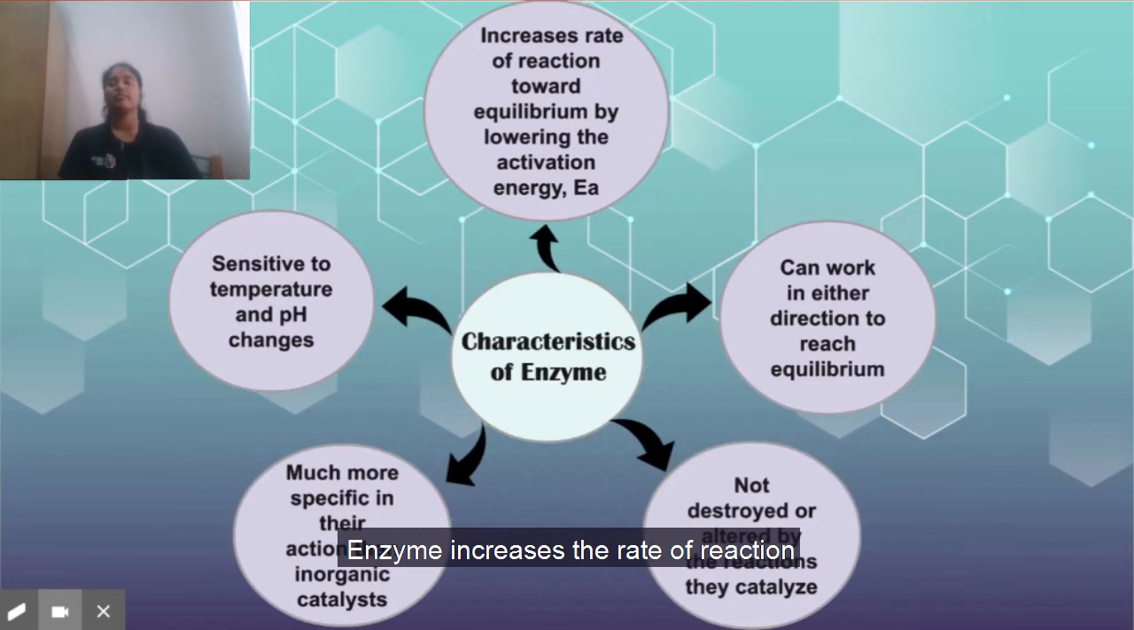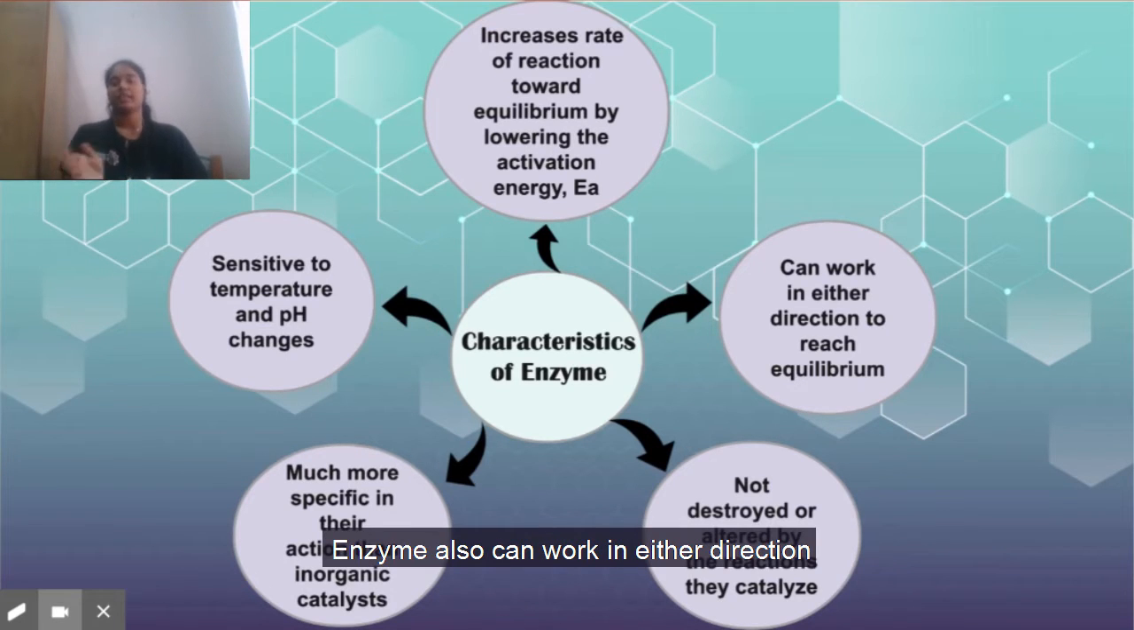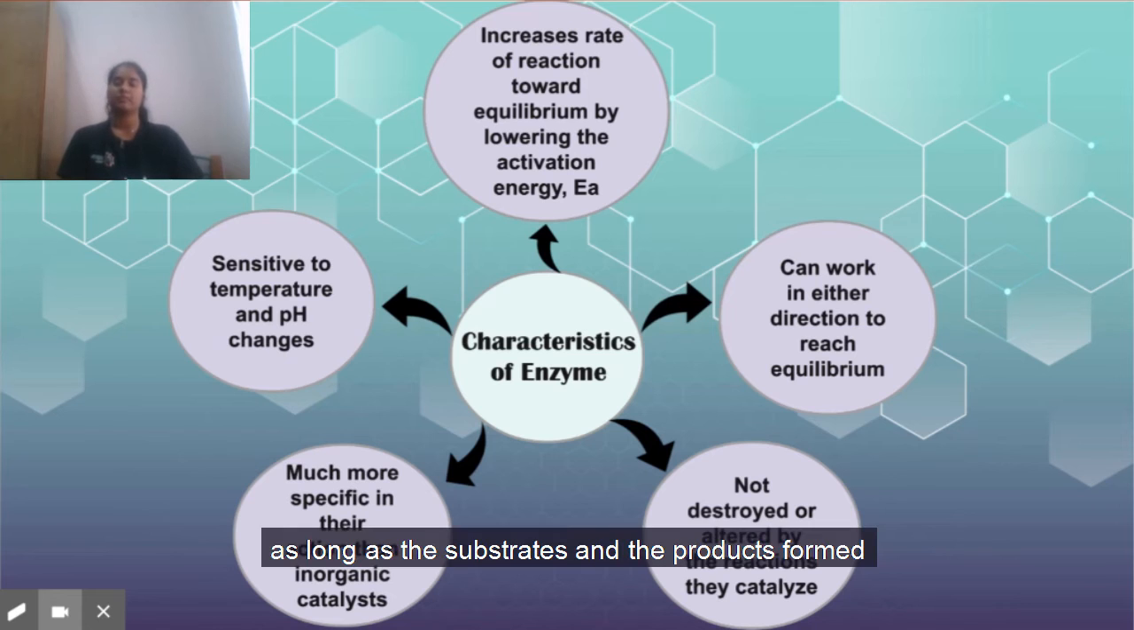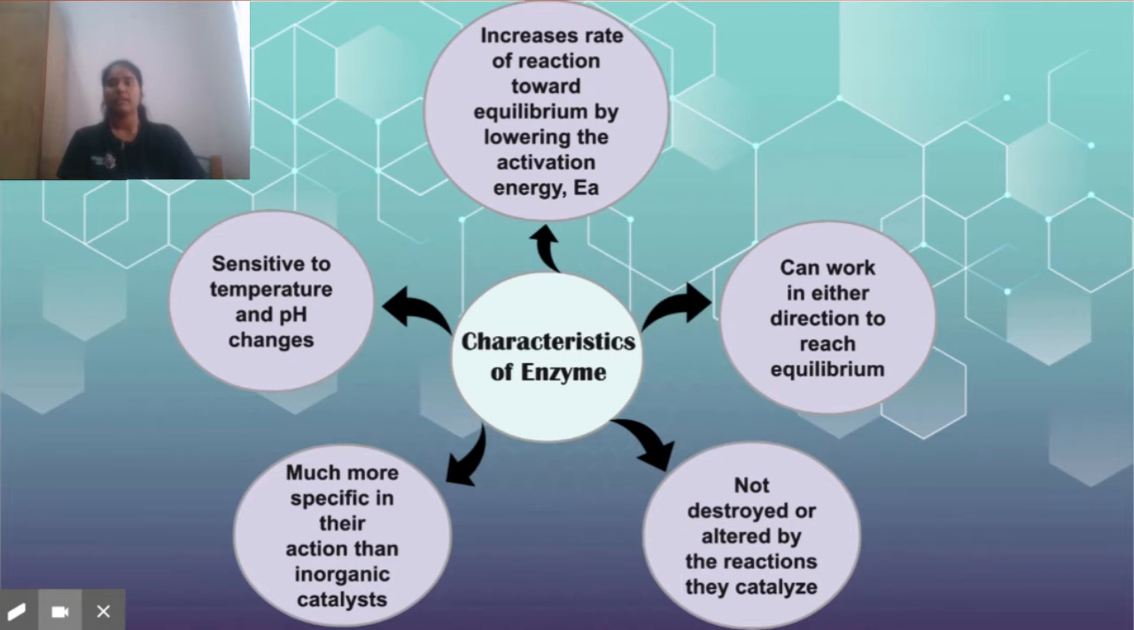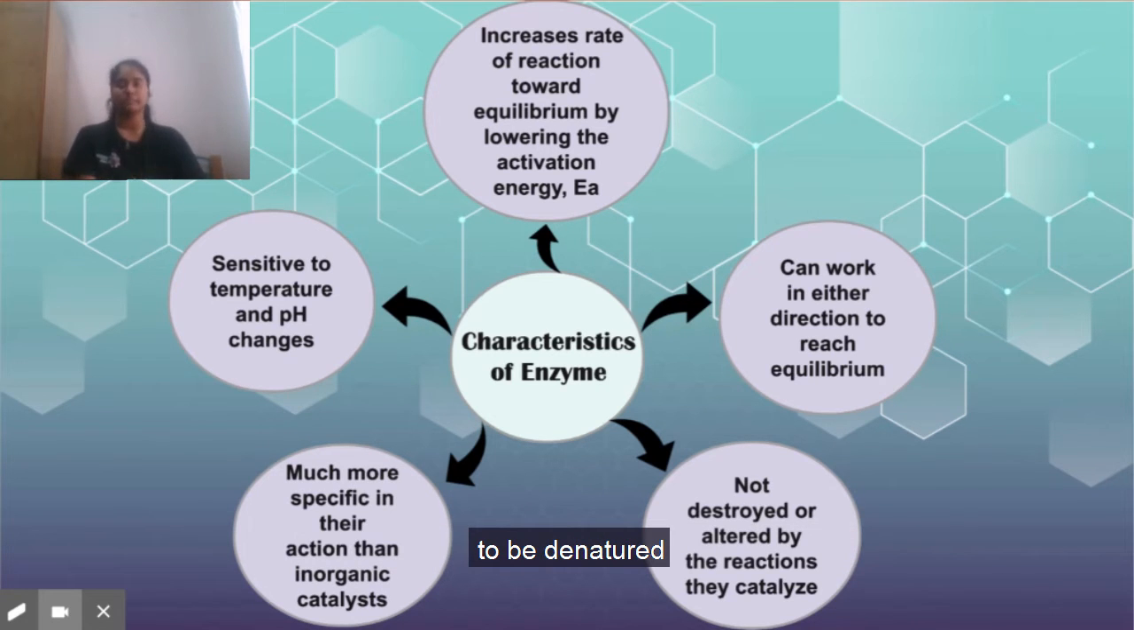Enzyme increases the rate of reaction by lowering the activation energy. Enzyme also can work in either direction as long as the substrate and the product form are in equilibrium. Enzyme is also used in a very small quantity because they can be reused since enzymes are not destroyed or altered throughout the reaction. However, enzymes are very sensitive to pH changes and also excessive heat exposure because such conditions will cause the enzyme to be denatured.